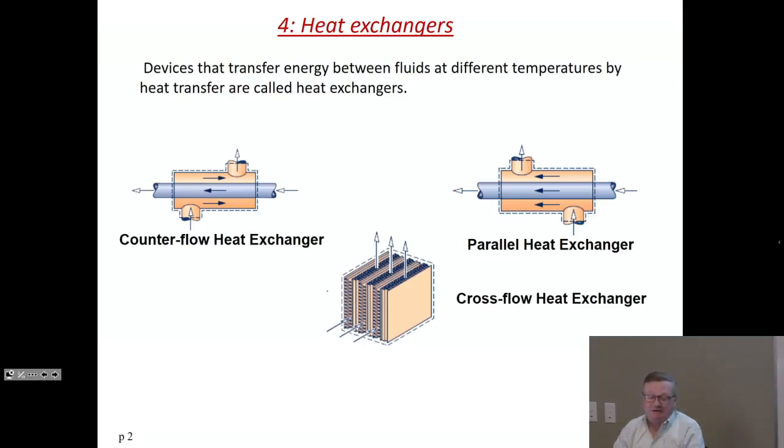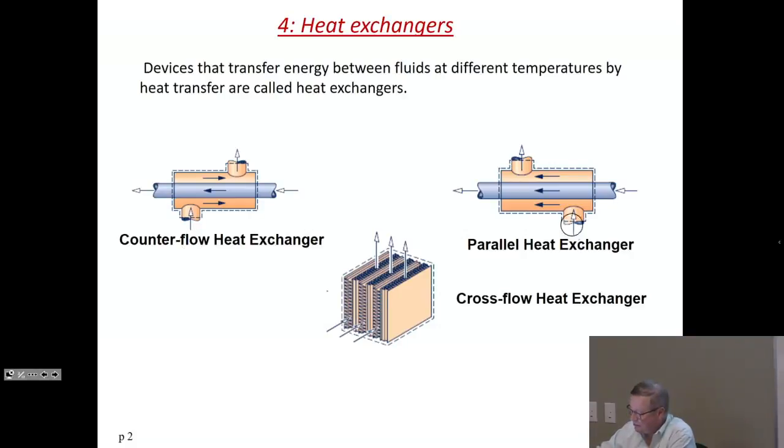All right, so let's start with heat exchangers. Heat exchangers are devices that transfer energy in the form of heat between two fluids at different temperature by transferring heat between them. So typically, the mechanization for these systems are where one fluid starts in here, goes that way, and the other fluid starts in here and goes at counterflow to the first fluid. These are counterflow heat exchangers.